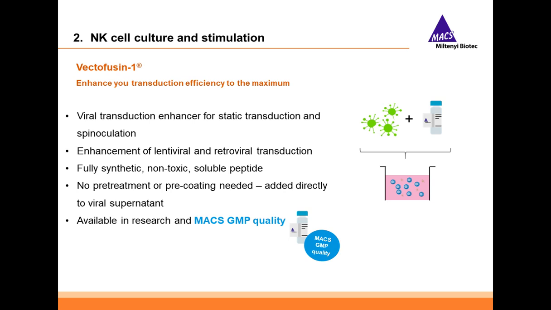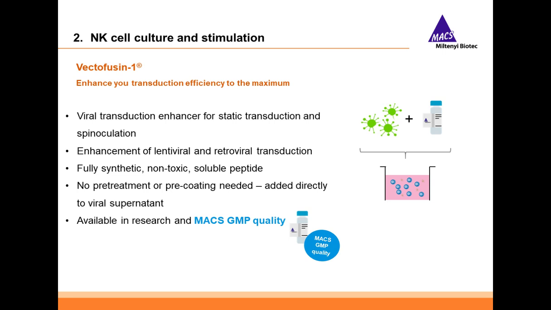So, of course, if you're thinking about CAR NK cells, you might wonder what tools we have to help you. Well, NK cells are definitely a difficult cell type to transduce. Normally, the transduction is inefficient and you require something to enhance it. We have developed Vectofuscin-1. This is our transduction enhancer, and it was developed to enhance viral transduction of cells growing in suspension like T cells or NK cells.